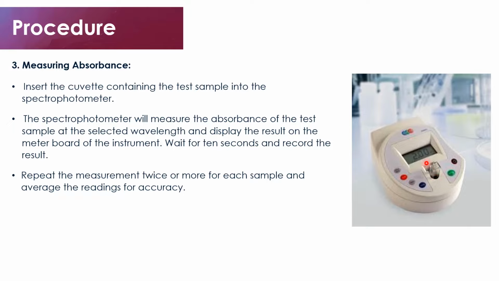So this is the meter board of this spectrophotometer, and this is the absorbance value obtained for this test sample, which is 2.0. What you also have to note is that before we record this value, we have to wait for 10 seconds for the result to be stable before we record. And one key thing that we also have to note is that we have to repeat the measurement twice or more for each sample and average the readings for accuracy.